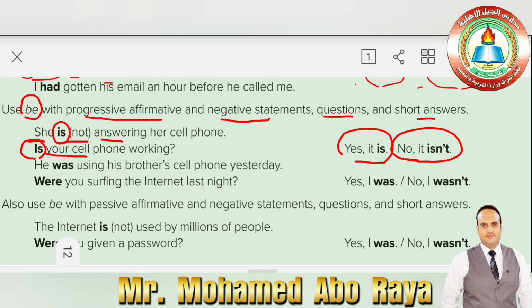He was using his brother's cell phone yesterday. This is in the past progressive. He was, verb use plus ing. He was using his brother's cell phone yesterday. In the case of question, were you surfing the internet last night? In the case of yes, you can say yes, I was. In the case of no, no, I was not or wasn't.